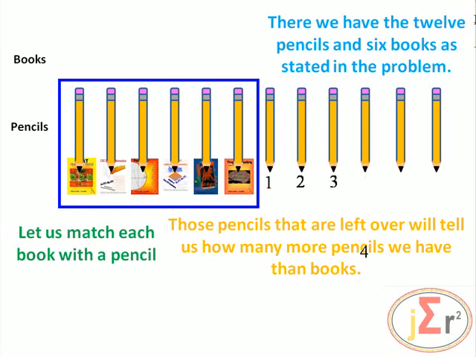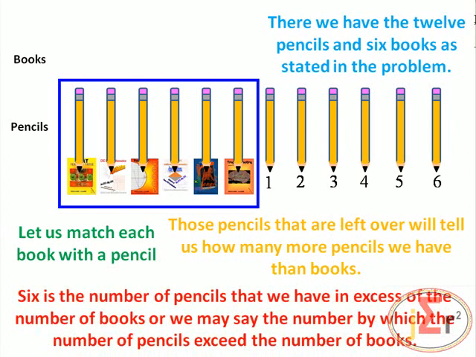1, 2, 3, 4, 5, 6. So we have 6 pencils, as we had before. 6 is the number of pencils that we have in excess of the number of books. Or we may say the number by which the number of pencils exceeds the number of books. Match these pencils and the books, and we will have 6 extra pencils that are not matched.